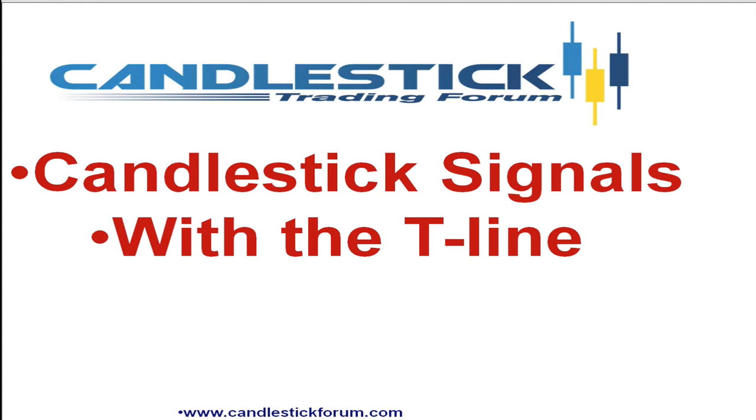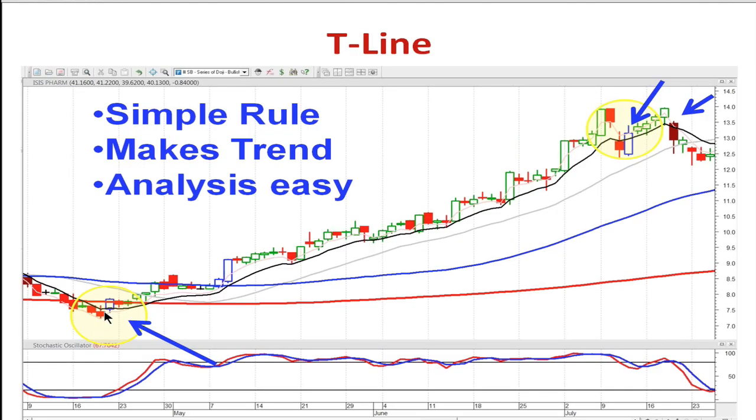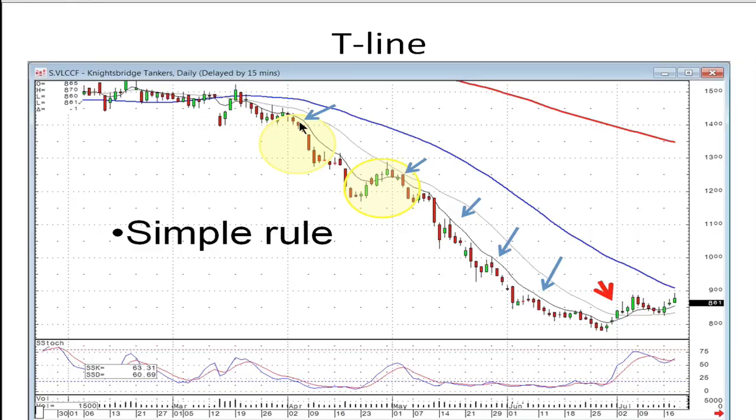So the first thing I show people before we even get into our candlestick signals by themselves is the candlestick signals with the T line. And the T line is the 8 exponential moving average. We call it the T line, which is short for trigger line. And it basically boils down to one very simple rule. If you see a candlestick buy signal and a close above the T line, you can stay long until you see a candlestick sell signal and a close back below the T line. Conversely, if you see a candlestick sell signal and a close below the T line, you can stay short until you see a candlestick buy signal and a close back up above the T line.